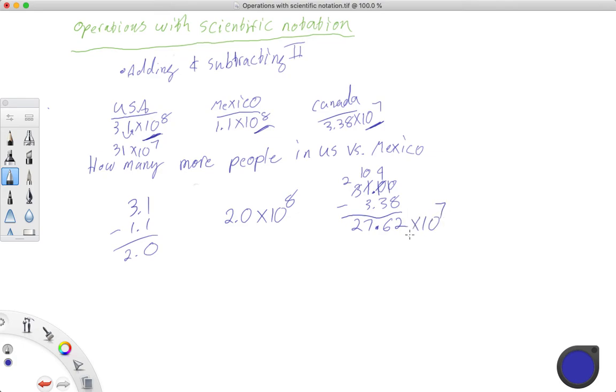This is times 10 to the 7th, because we converted this to a 10 to the 7th. But if we want this in scientific notation, remember, this has to be between 1 and 9, and that is not between 1 and 9. That's much bigger than 1 and 9, 3 times actually. And so we're going to move our decimal, and because we're moving it this way, we're going to increase our power. So this is going to be 2.762 times 10 to the 8th more people in the United States than in Canada.